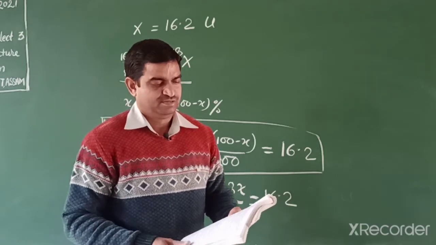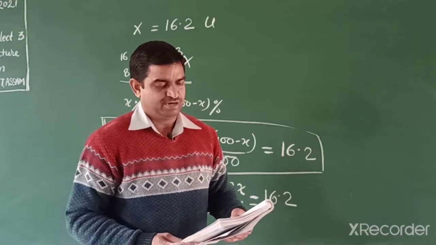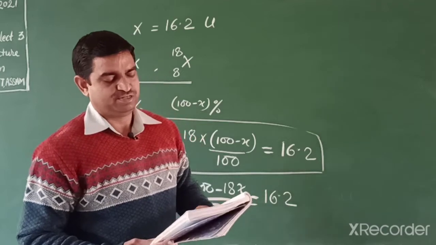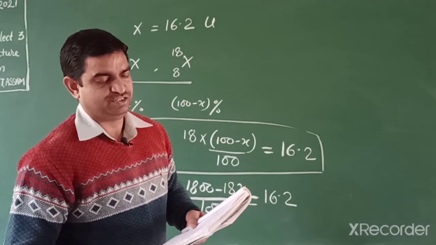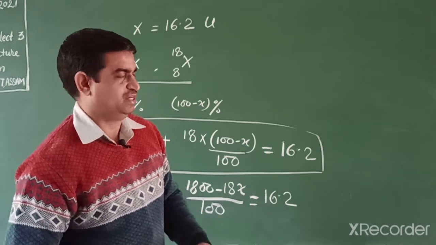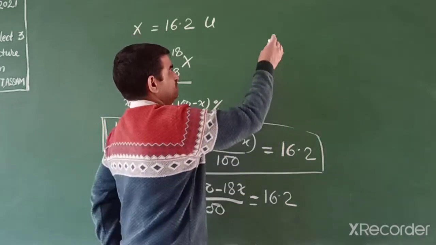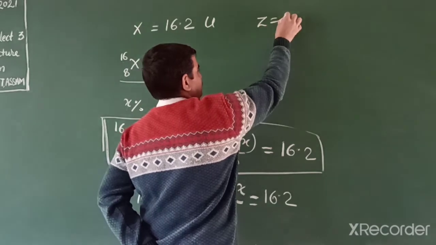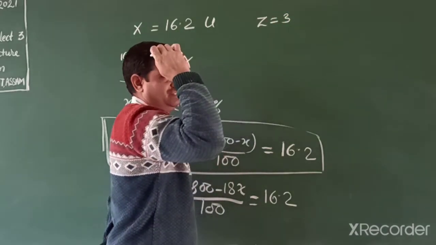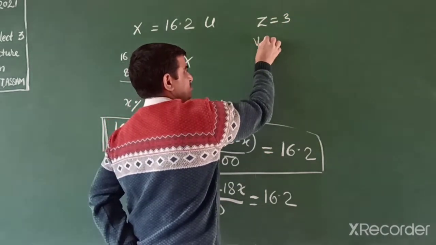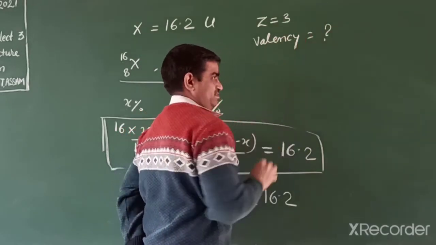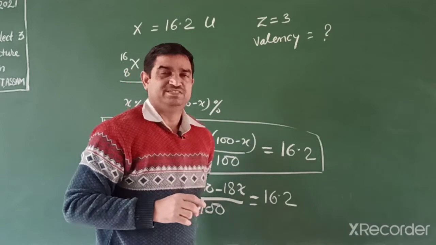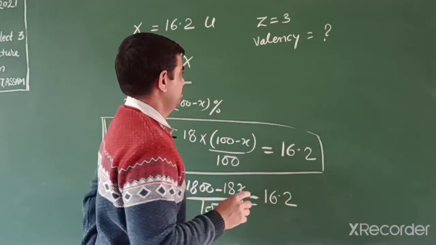Another numerical is given in your book also, question number 12. If Z is equal to 3, what would be the valency of the element? Also name the element. The question is, if Z is equal to 3, what is the valency of the element? So students, what is Z? Z is the atomic number. So first write its electronic configuration.